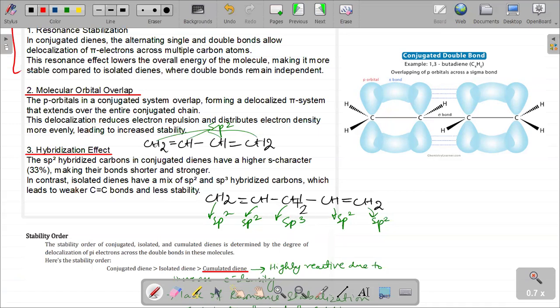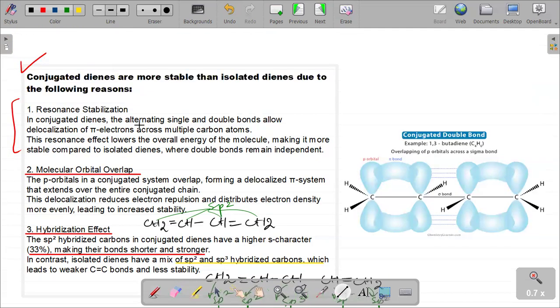We know that three p orbitals and one s orbital mix to form sp3 hybrids, like in this category. The sp2 hybridized carbons in the conjugated diene have a high s character, that is 33%, making their bonds stronger as well as shorter, right? In contrast, isolated dienes have a mix of sp2 and sp3 hybridized carbons, which leads to weaker carbon-carbon double bonds and less stability, right? So this is another reason that strengthens the point that conjugated dienes are more stable than isolated dienes.